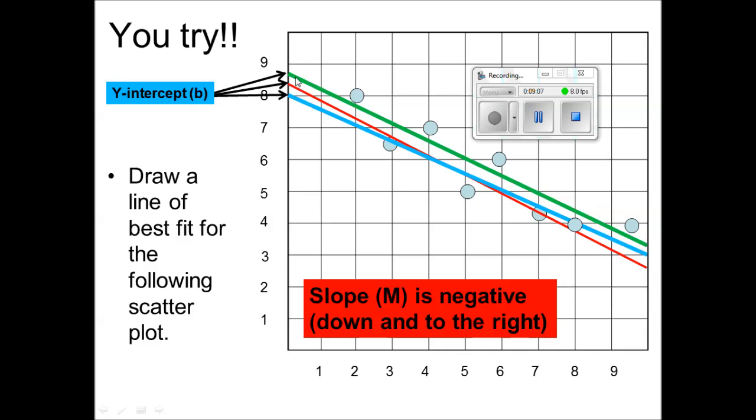And then again, you're going to have your 3 y-intercepts. And in this case, the green line would have an intercept of about 8.75. Red one might be about 8.5. And then the blue one would be right around 8.